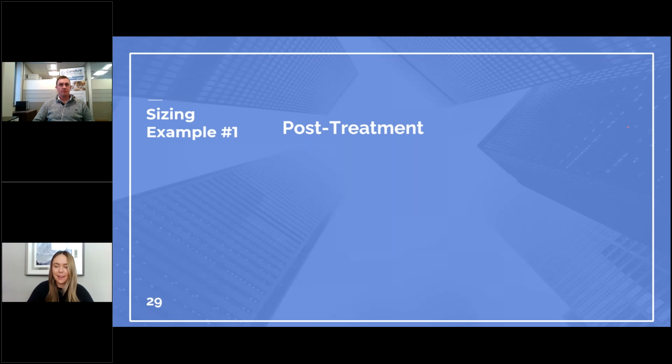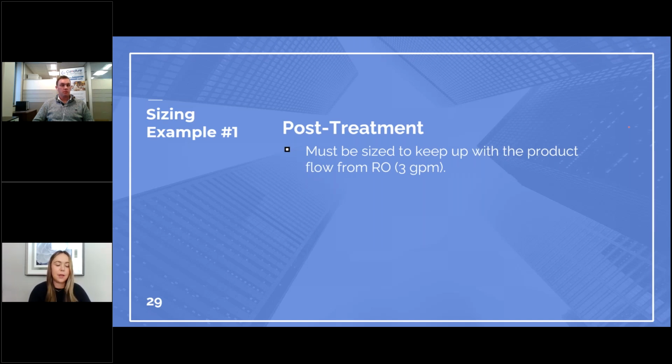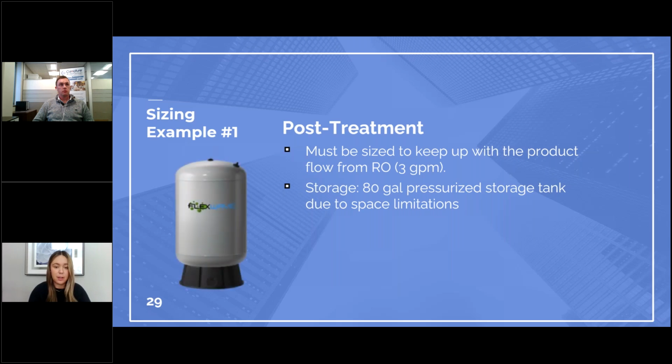Okay, we're working now. Post-treatment. So we got our pre-treatment figured out. The post-treatment is a little bit different. We're going to size it to keep up with the 3 gallon a minute product flow from the RO system. In this case, the RO is sized to pretty much produce at the rate that they need, so we don't need a ton of storage. Plus we're limited for space. So we're going to go with an 80 gallon pressurized storage tank here.